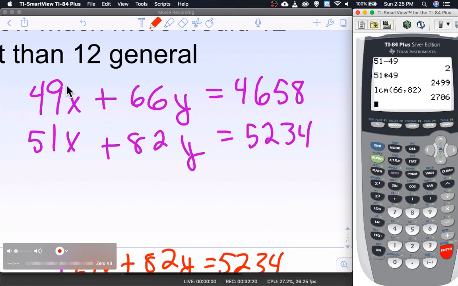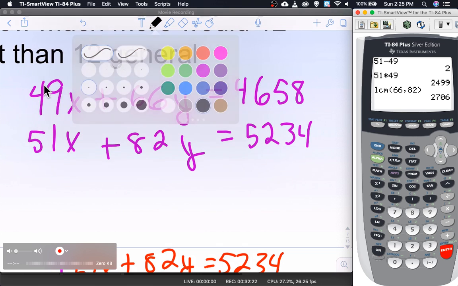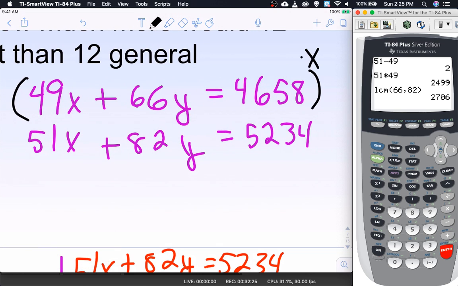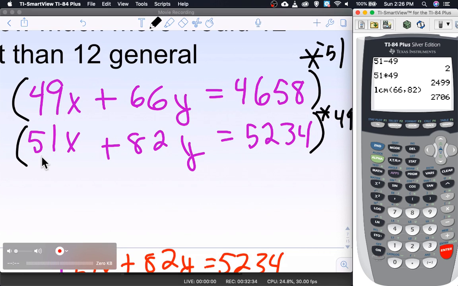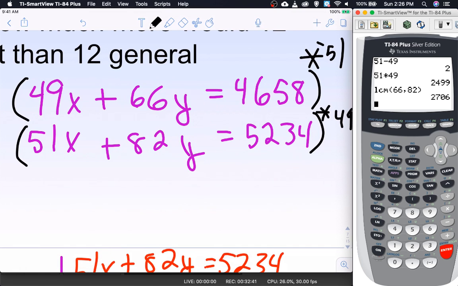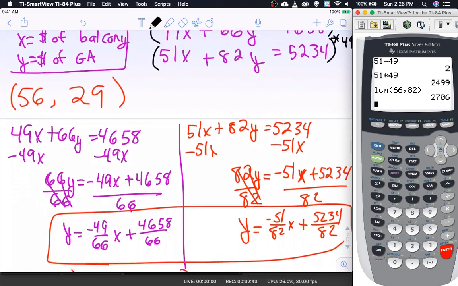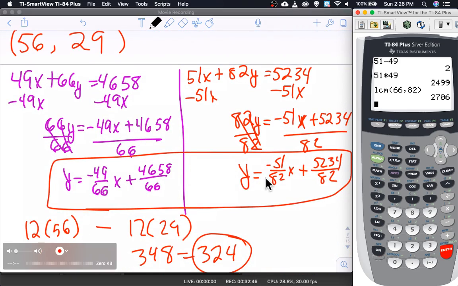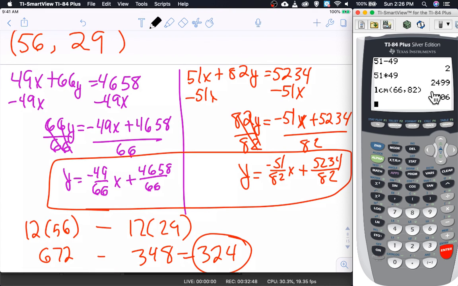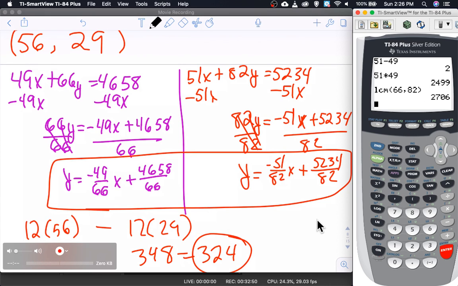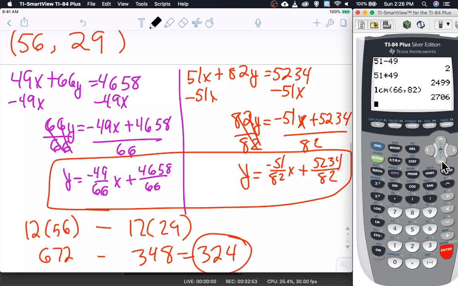Now I could do that. If you did it this way, you could multiply this whole top equation times 51 and multiply this whole bottom equation times 49 and probably make one of them negative. That way you have a negative and a positive and then go from there. It will work. You'll get the exact same answer. It's just big numbers. So this was a good problem to show again how you can use the calculator's graph calculate trace feature to find the solution to a system of equations. Okay?